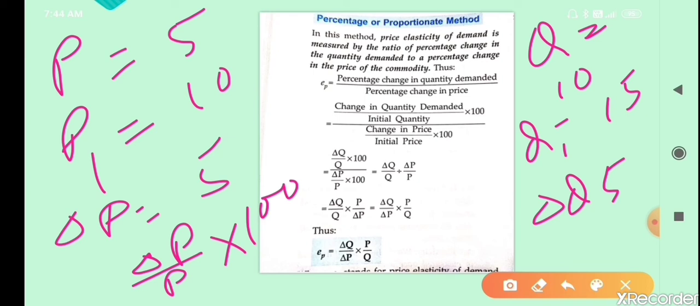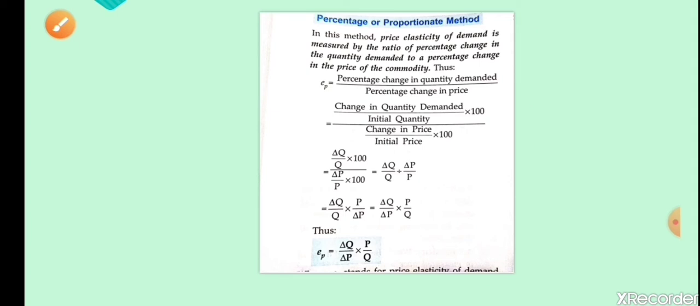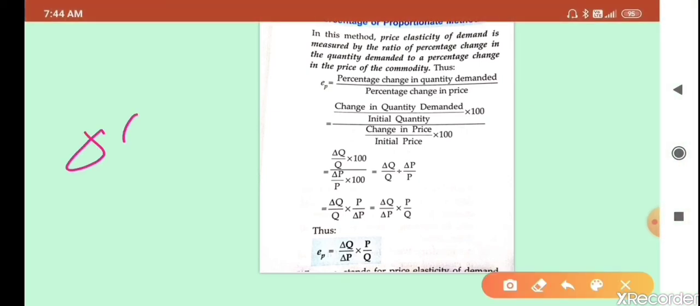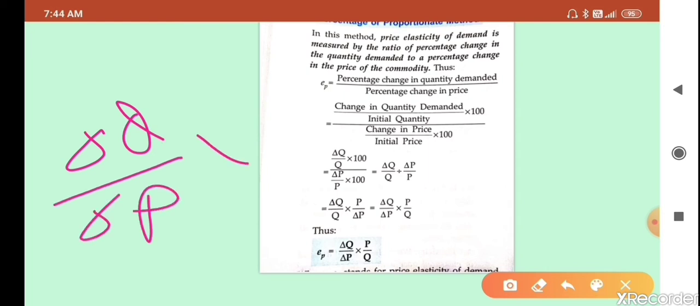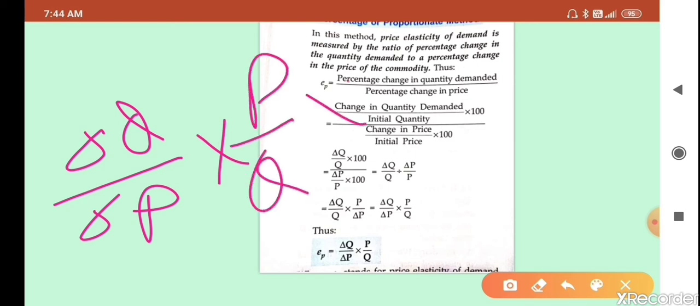Second, we are going to understand the formula, which is already given in the book: delta Q upon delta P multiplied by P upon Q into 100. By this formula, you understood what delta Q is, and I hope you understood what delta P is. P is the initial price and Q is the initial quantity demanded. By applying this formula, we can solve the numerical examples from this chapter. This method is important, and most of the numericals in the board examination are based on this method only. So let us go with the numerical example.